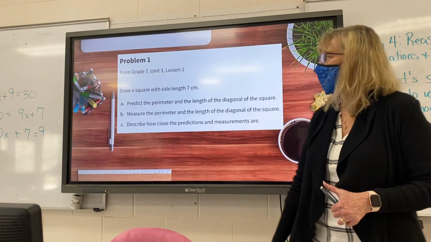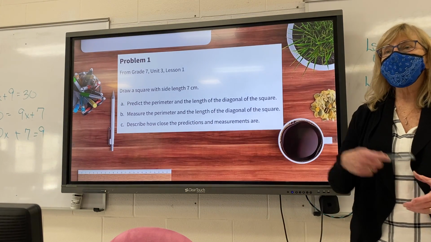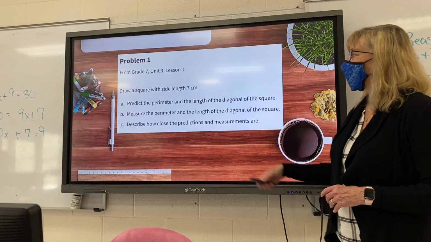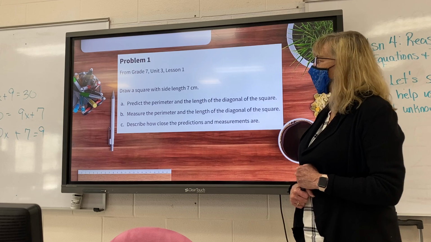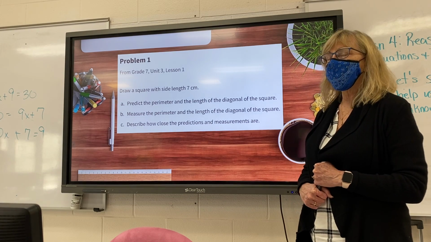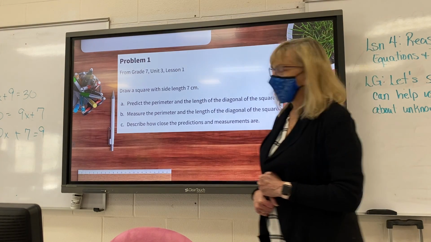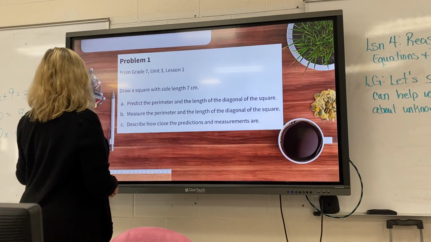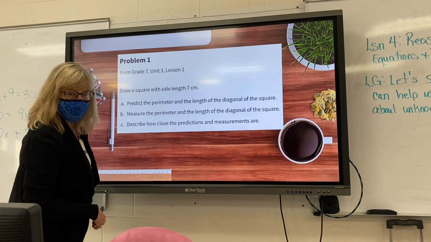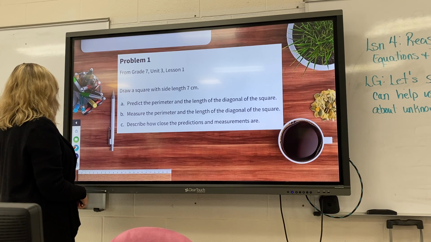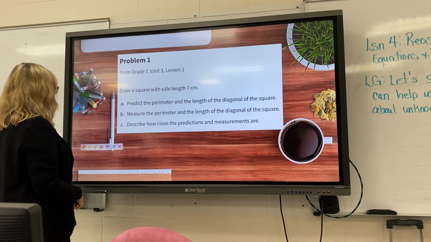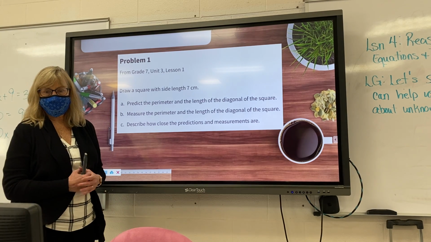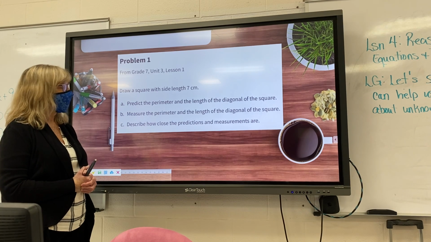All right, practice problems. Those of you sitting in front of me, you have rulers in your desk. Take out the ruler and draw me a square with a side length of 7 centimeters. While they are doing that, those of you at home, can you predict the perimeter for me? Put it in the chat. Those of you at home, predict the perimeter. Put it in the chat. Hit enter.